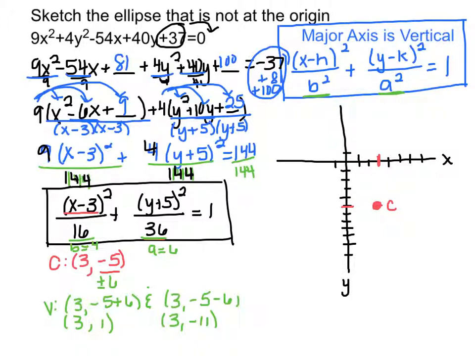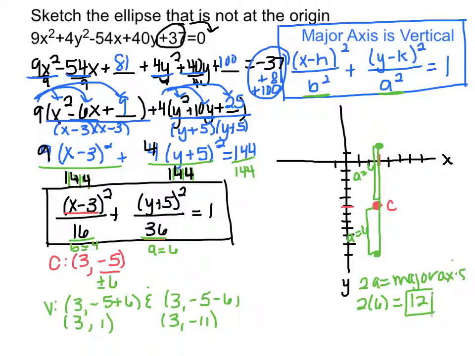So let's plot these. 3, 1 is right here, which means that this length from here to here is the length of a, which is 6. Then if I plot 3, -11, there's my other vertex, and this length from here to here is also a equals 6. So what I have right here is what's called my major axis. The major axis is 2 times a. In our case, it's 2 times 6, so the length of the major axis is 12, or you could count from endpoint to endpoint the distance of 12.